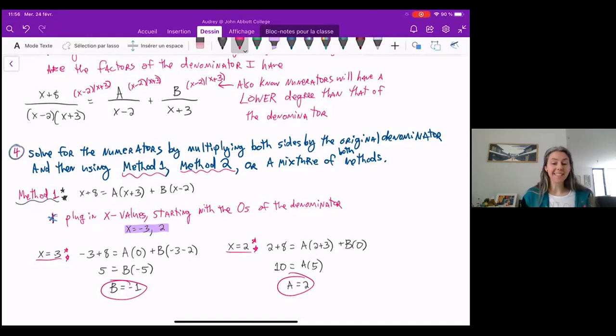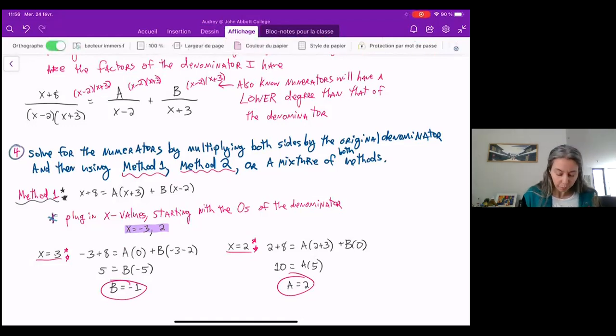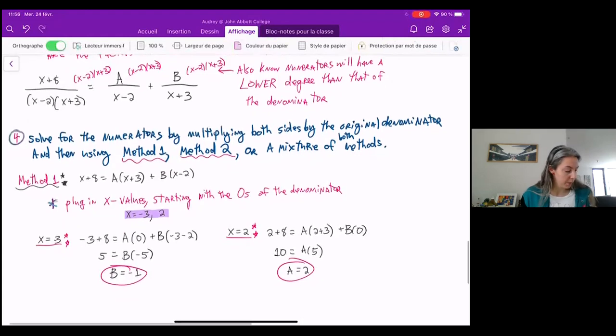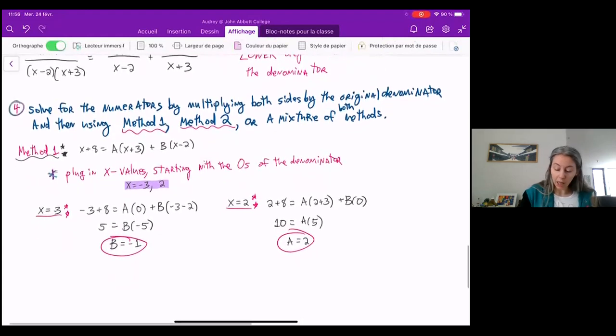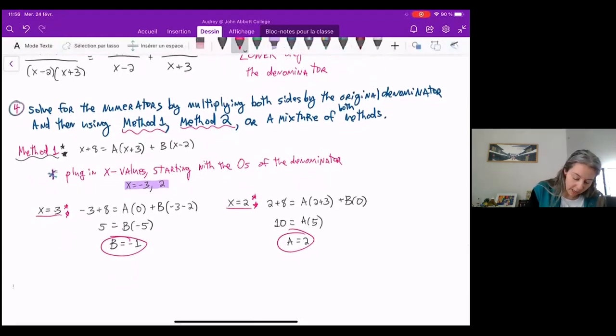So you'll notice it says starting with the zeros of the denominator. Sometimes that might not be enough, and we'll see that later. So our last step here is, once we have solved for those numerators, rewrite the integral and solve.